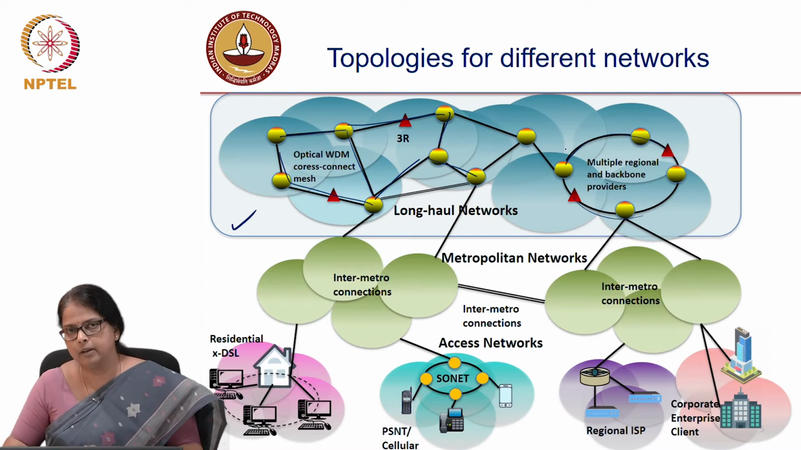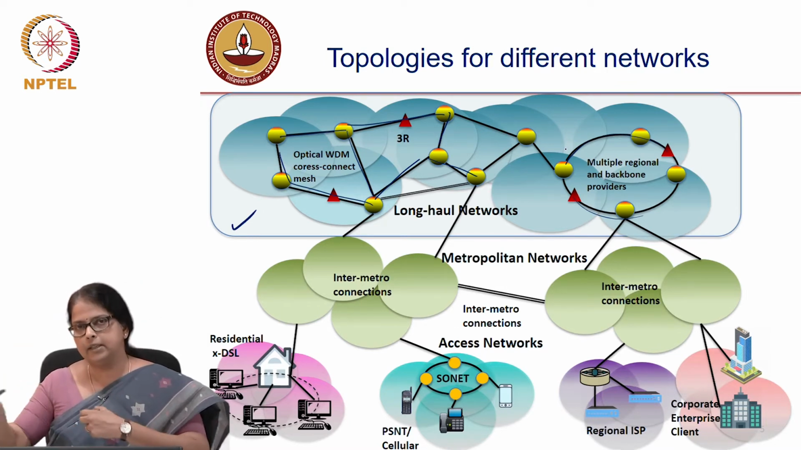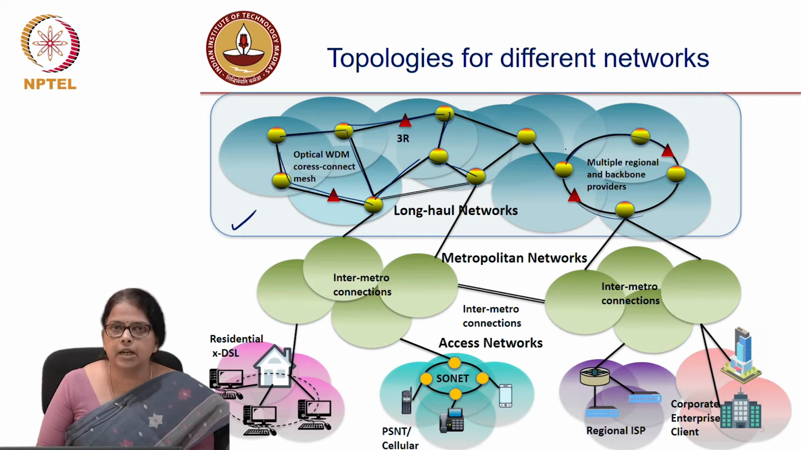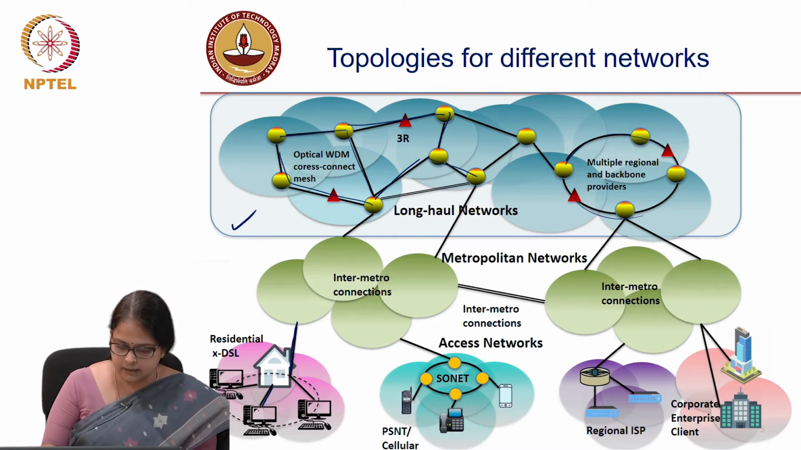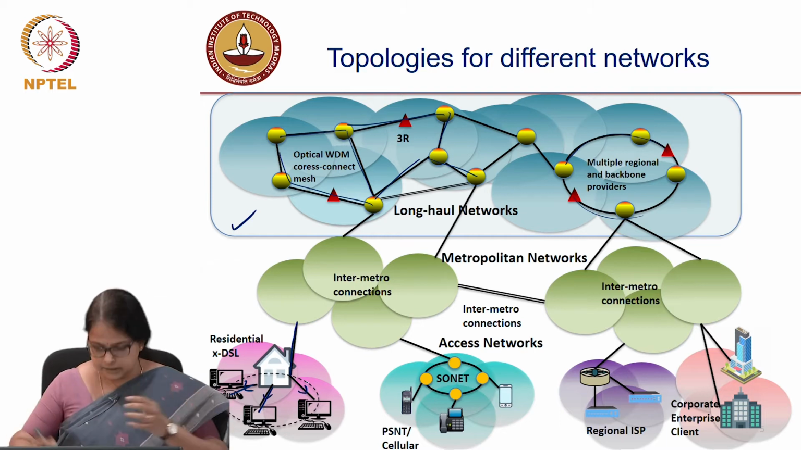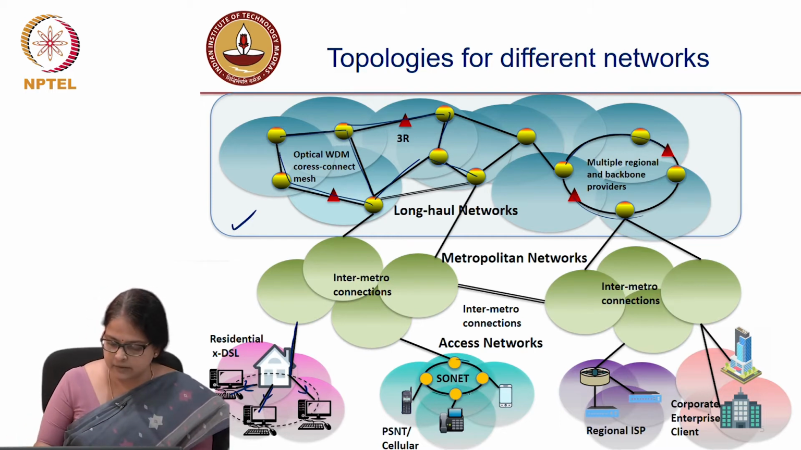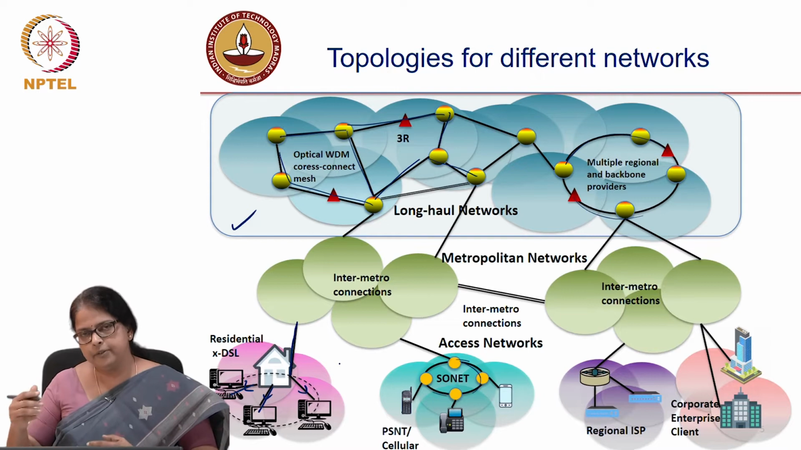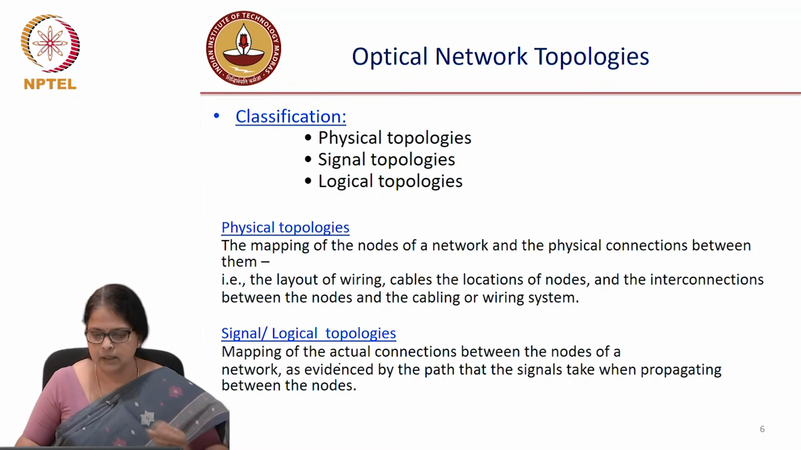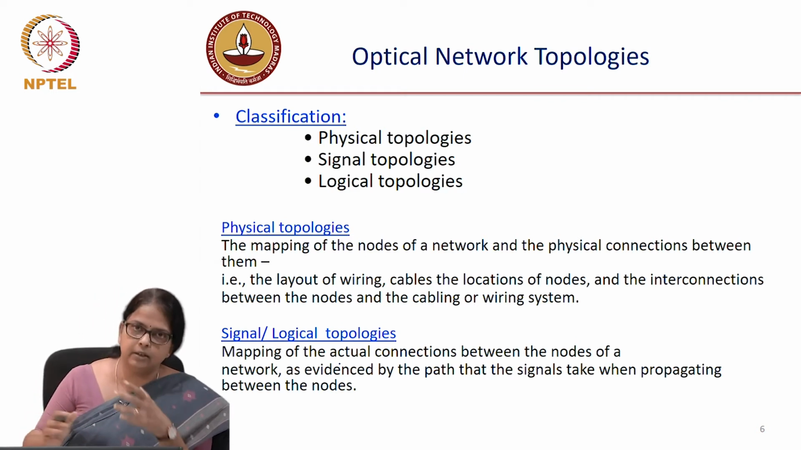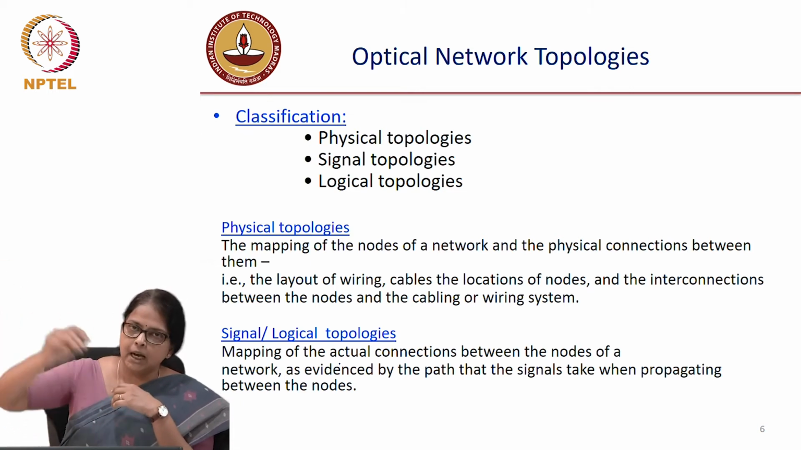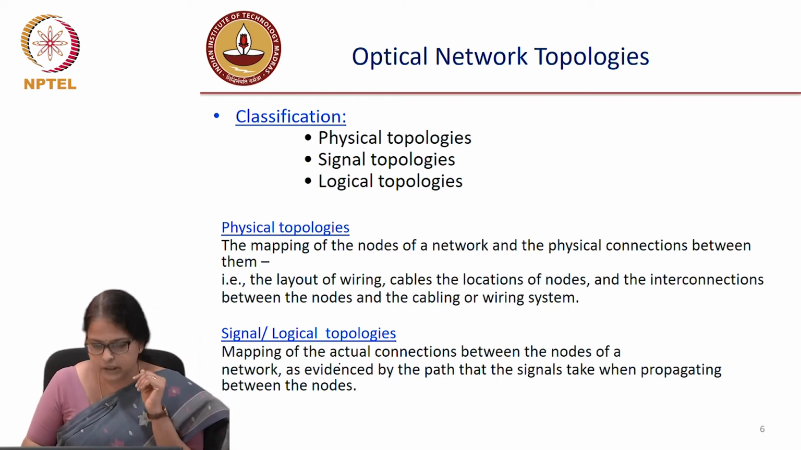So here specifically we are talking about how the different nodes get connected to each other in the physical layer. For instance, in a residential network, you have one connection coming in and then there is a branching like a tree. Here again in this access network, you see something like a ring and so on. So based on how the different node points are connected with each other, the optical network topologies can be classified as the physical topologies. And then of course, based on how the signal finds its way, you could have the signal topology and the logical topology.